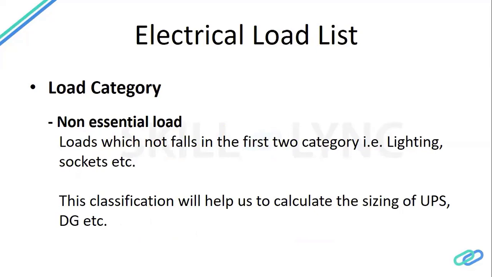The third category is the non-essential loads. These are loads which fall neither in the vital load category nor in the essential load category. We call them non-essential loads, like normal lighting and sockets, etc. This classification will help us to calculate the sizing of UPS and DGs. From the vital loads, you know that this equipment needs to be operated in any way, so you will feed them from UPS, and generally the essential loads are fed from the DG generator. In this way, this load list helps you to calculate the size of UPS and DG also.